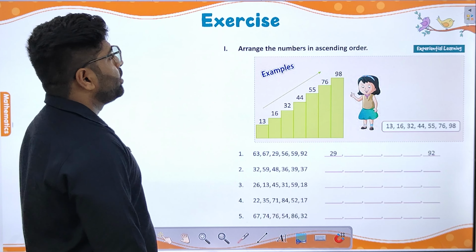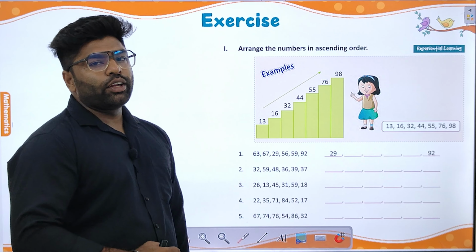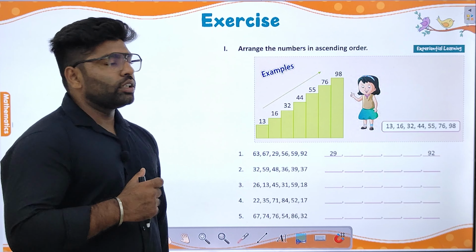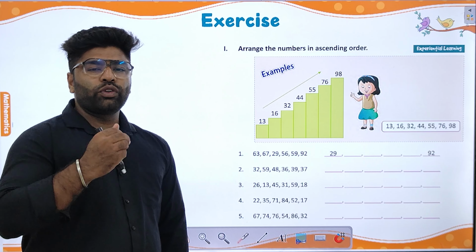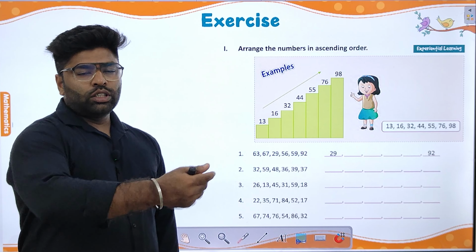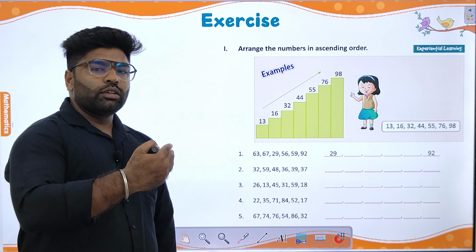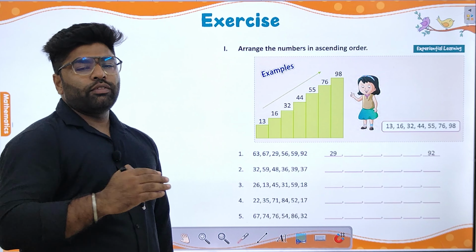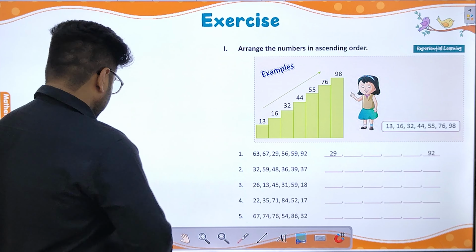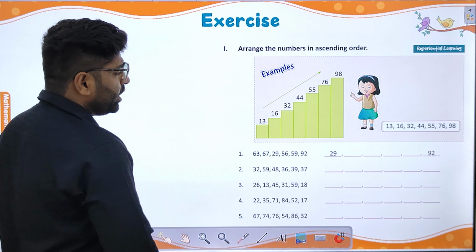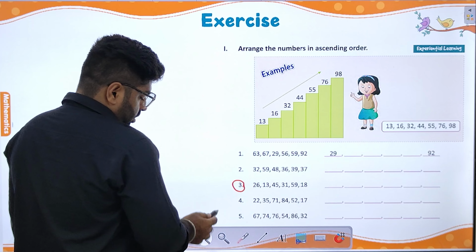Now come to our next part, that is question number I. Arrange the numbers in ascending order. If we are talking about ascending order, we have to write the numbers in sequence from smaller to larger number. So we are going to start our sequence from the smallest number, then after that bigger, bigger, and we have to end that series at the largest number. Okay. So we are going to choose one part, that is question number 3.